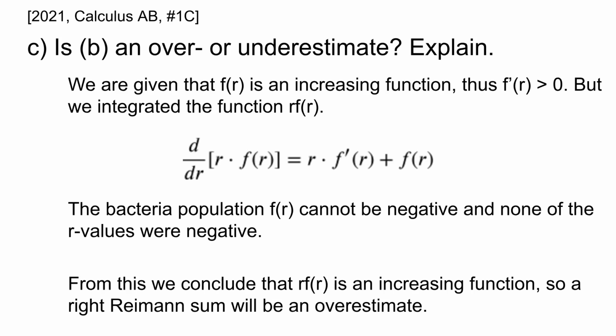So we have r always being positive, f prime of r always being positive, and f of r always being positive. So we can conclude from this that the derivative of the function r times f of r is also greater than 0, which allows us to conclude that r times f of r is increasing, which allows us to conclude that our right-hand Riemann sum would be an overestimate.